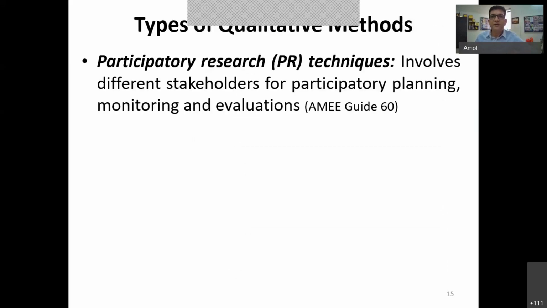One is participatory research techniques. It involves different stakeholders for participatory planning, monitoring, and evaluation. And if you are a medical educator and want to use these kinds of techniques, you may refer to AMEE guide number 60, where you can think about how we can use participatory philosophy in educational research.